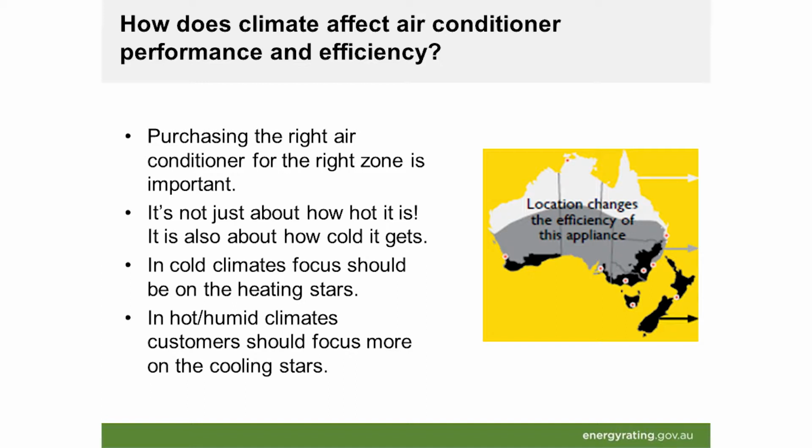The key thing is that when it gets below 5.5 degrees outside, your air conditioner's refrigeration coils will start to ice up. And when that happens, the unit needs to run a defrost cycle. If your unit has not been optimized to run a decent defrost cycle, the unit can ice up completely and stop working. So when you have icing and frosting conditions, you need a unit that can deal with it. It's not just about how hot it is, it's also about how cold. So in cold climates, customers should focus on the heating stars, because heating is the function they're going to use more. And in hot and humid climates, customers should focus more on the cooling stars.